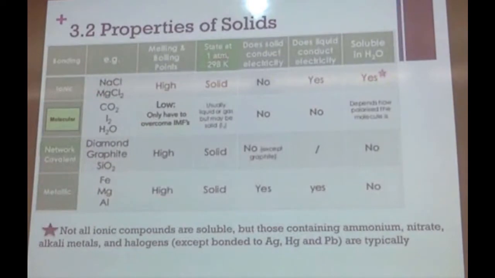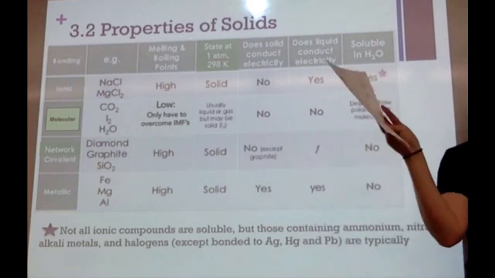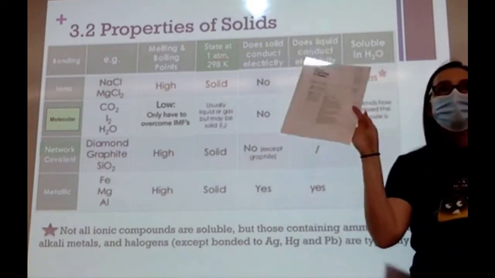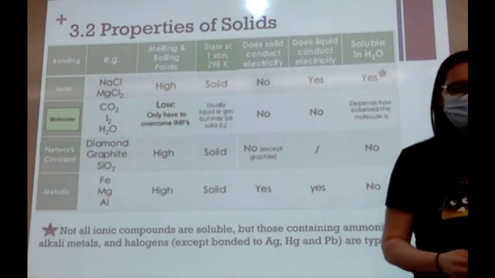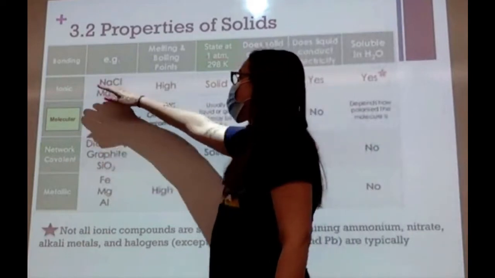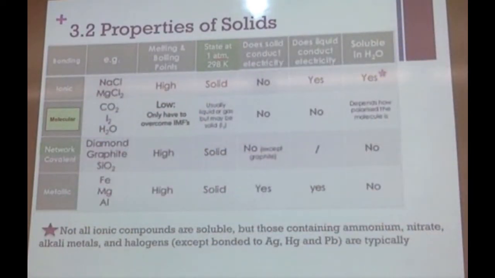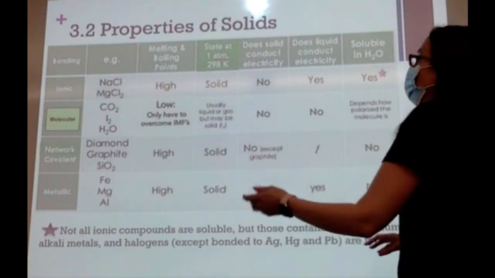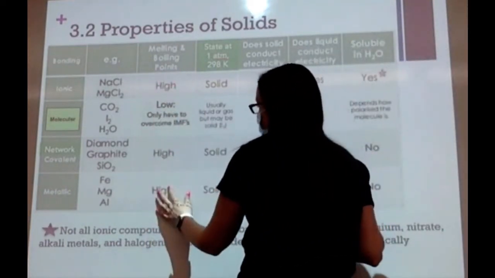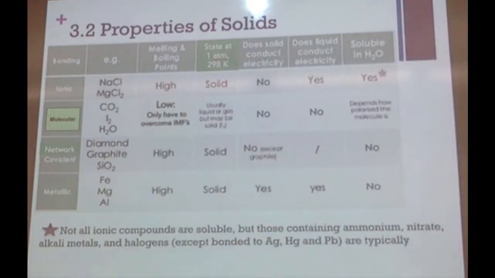And so then what we have on this slide are properties of solids. Essentially this table is taking what is on the 3.2 topic page and putting it into a table for us to look at. So it has ionic, molecular, covalent network, and metallic. And we talked about metallic yesterday, so I wasn't going to put it on here again. But notice for melting and boiling points, molecular has low melting and boiling points. Everything else has high melting and boiling points.